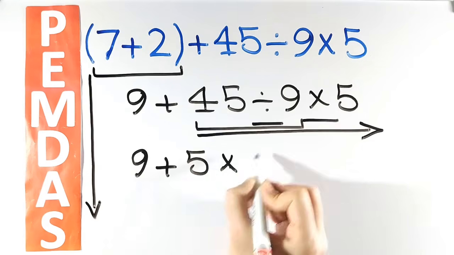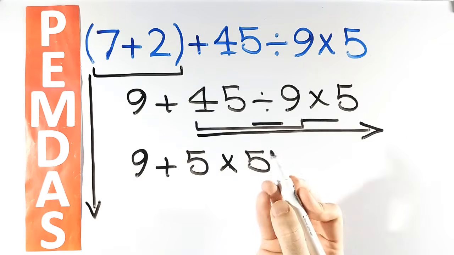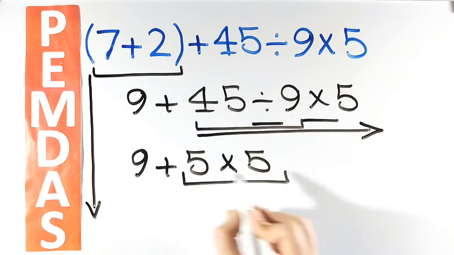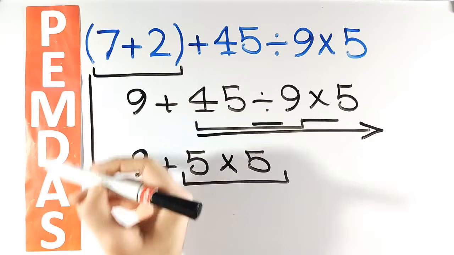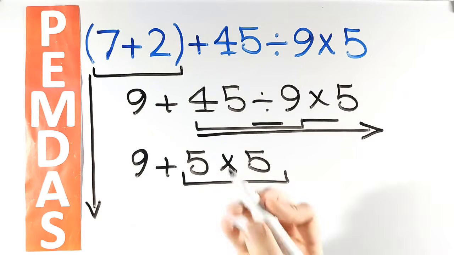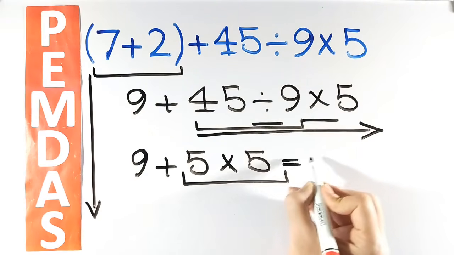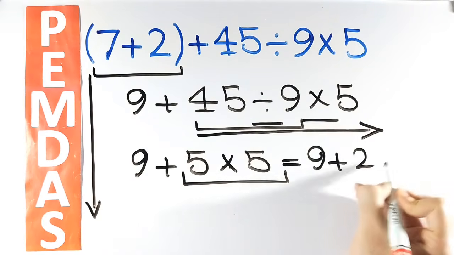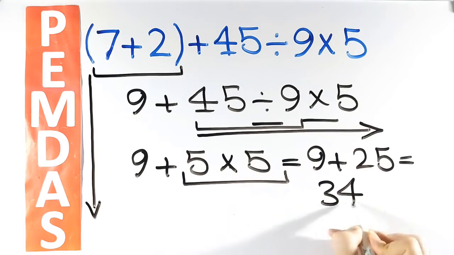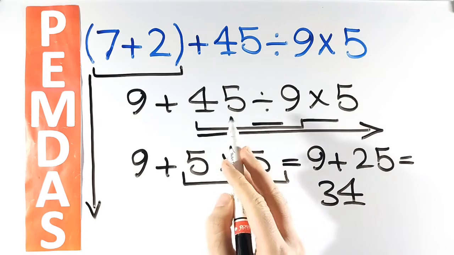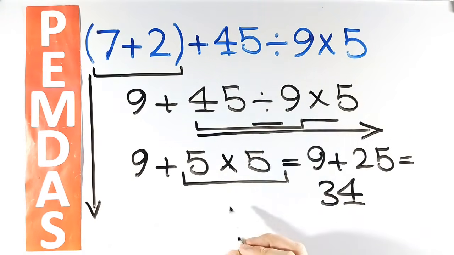5 multiplied by 5. In the final step, we go for the multiplication between 5 and 5 because multiplication has priority over addition. So, instead of this expression, we can write 9 plus 25, which finally gives us the answer 34. Alright, now let's solve the final math question together.